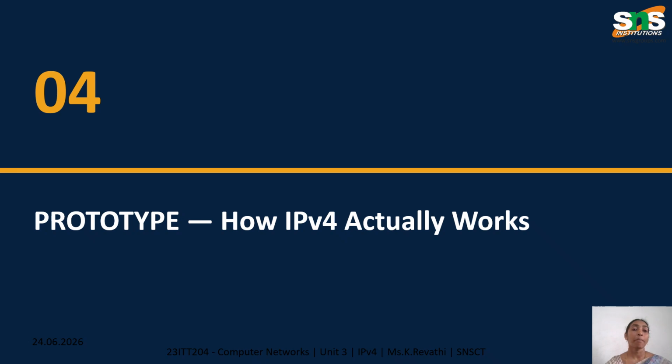The next is CIDR rules. CIDR blocks must follow three conditions. Addresses should be contiguous, the block size must be a power of 2, and the first address must be divisible by the block size of the address.